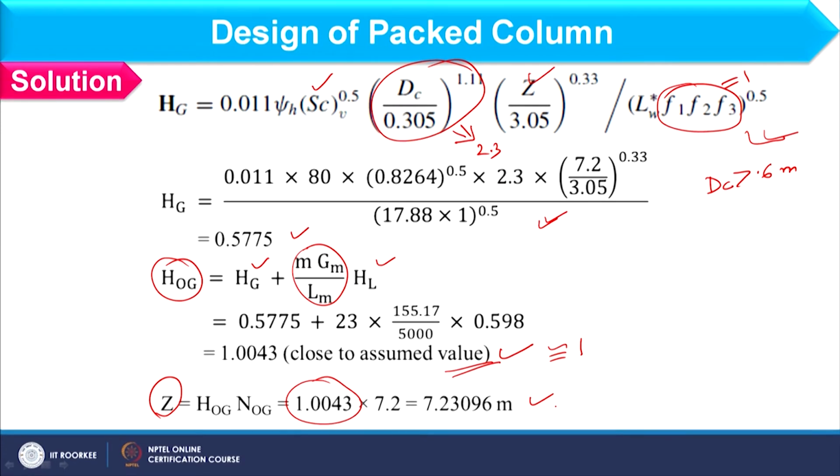So, in this way, considering the revised value of HOG, we will calculate Z, then HG and HL, and then HOG, and then the Z value. We keep on doing this till 2 consecutive iterations have 0 value difference. So, that should be almost 0, as here we can see that we have considered 1 meter and we have obtained 1.0043 value, right.